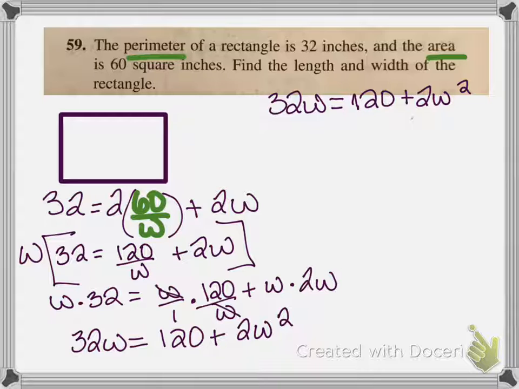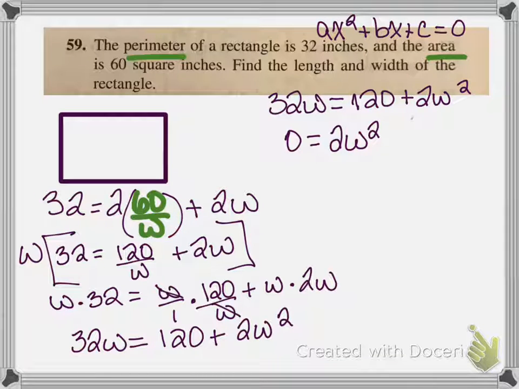I need to get this in a format where I can factor it. So I've got to have 0 on this side. My 2W squared is going to come first because that's standard form. Standard form is AX squared plus BX plus C equals 0. So you want your W squared, you want your W, and then you want your constant.